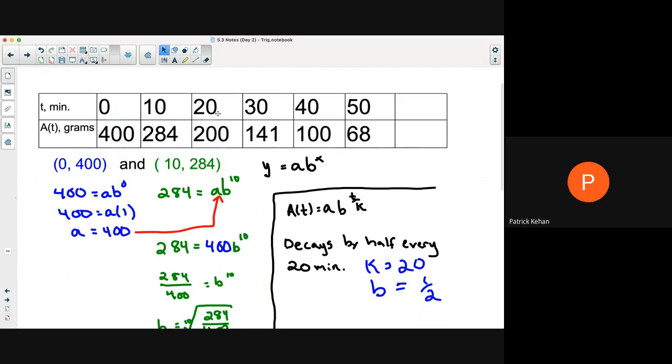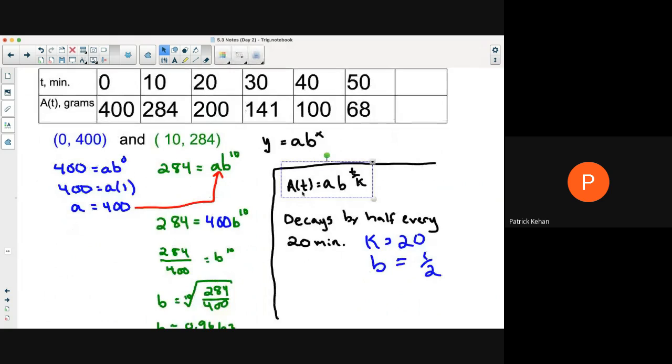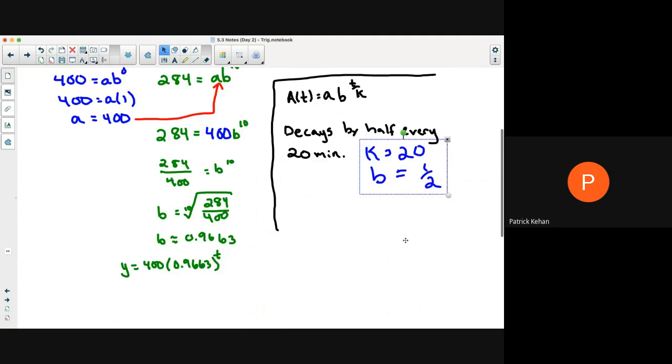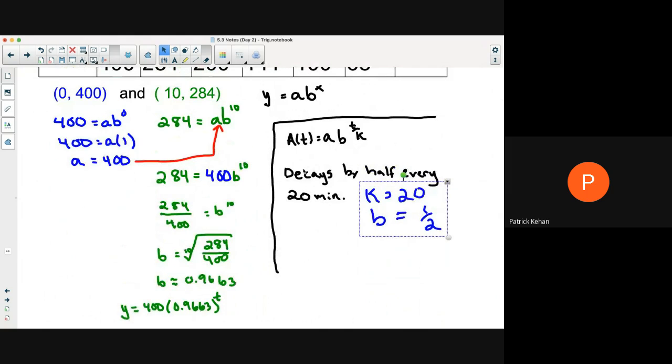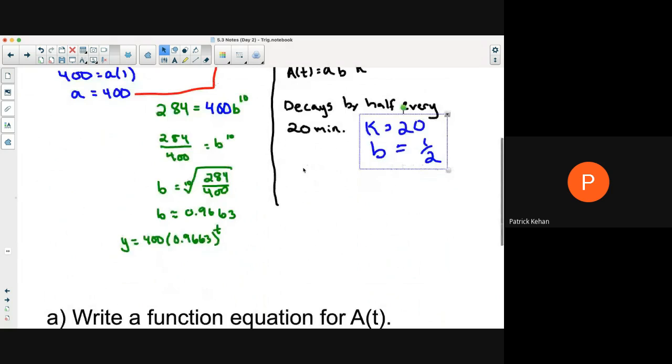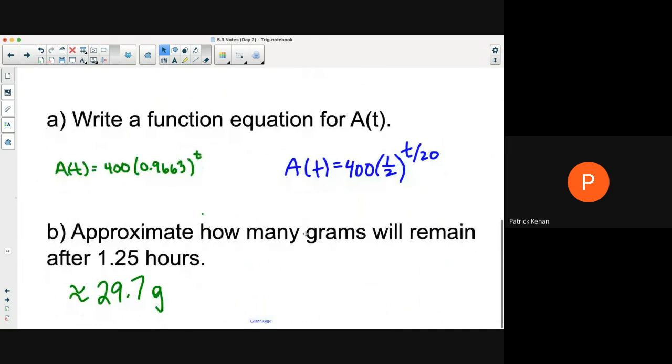That would be your K value. So we can use this model here: A of t equals AB to the t over K. And then we know it's decaying by half. That's your B value. Every 20 minutes, that's your K value. And we can drop this information in. So you would end up with A of t equals 400 times 1/2 to the t divided by 20 power. It'll be a different looking equation, but in the end, it'll give you the same exact value, 29.7 grams here, right?